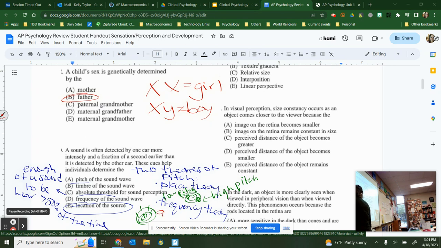So it's all about the hairs. The hairs vibrating. If they vibrate fast, it must be a high pitch. If they vibrate slow, it must be a low pitch.